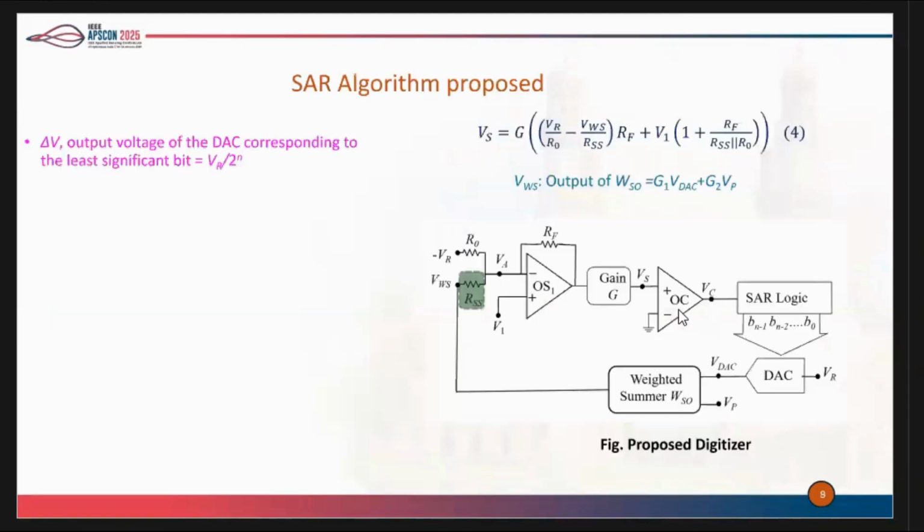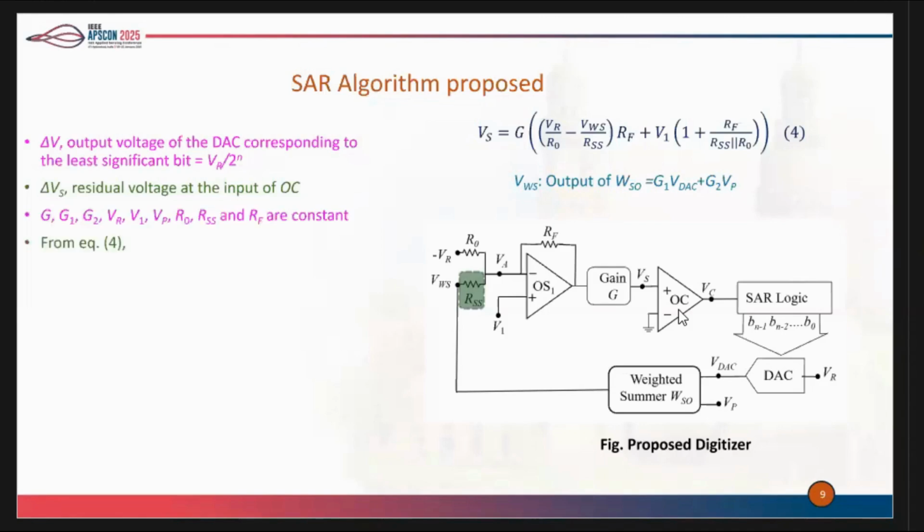Okay. So now how does this work? Suppose delta V is the output voltage of the DAC corresponding to the least significant bit of the DAC. Suppose delta Vs is the residual voltage at the input of the op amp. So from that equation we can write that delta Vs is G given delta V Rn by RSS.